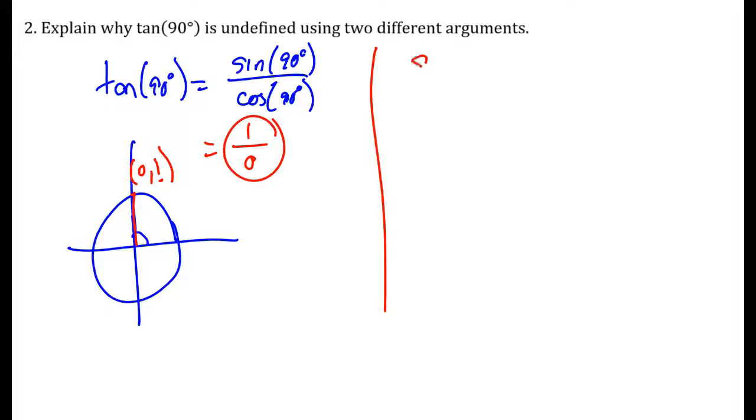The other argument is using slope. Remember that the tangent of an angle is the slope of that ray. Well, the slope of that ray is vertical. That ray is a vertical ray, so the slope is undefined. Slope is undefined for that ray.